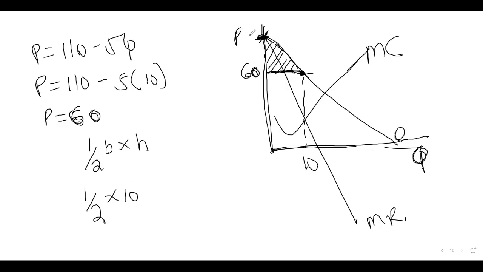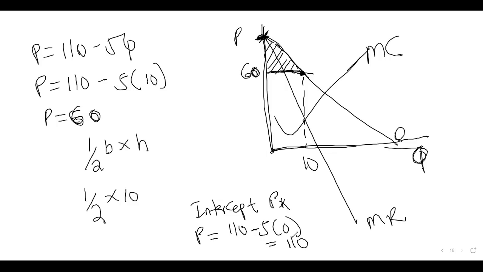So to get the intercept price, or the price when quantity is 0, you get price equal to 110 minus 5 into bracket 0. So the price is 110. So the price at where quantity is 0, that price is what? 110, okay? So that's how we can get the price here.